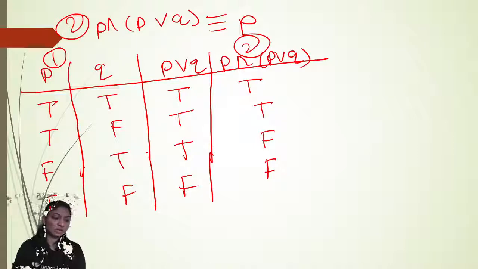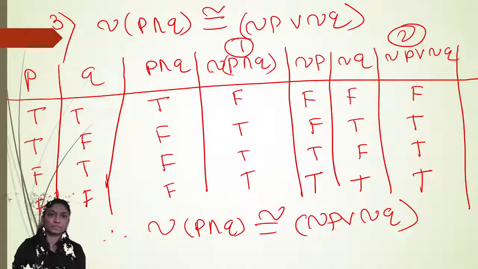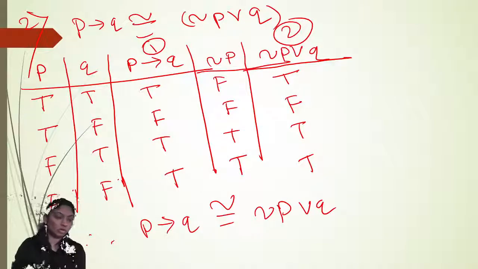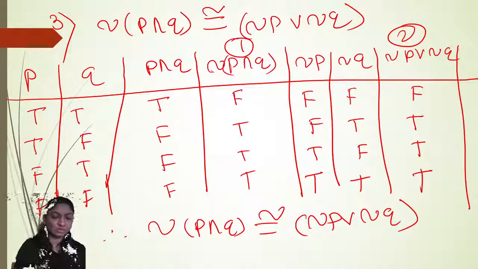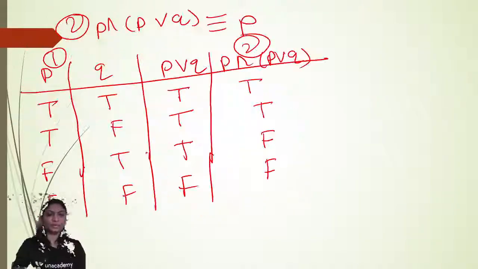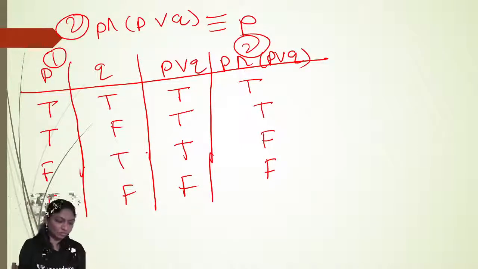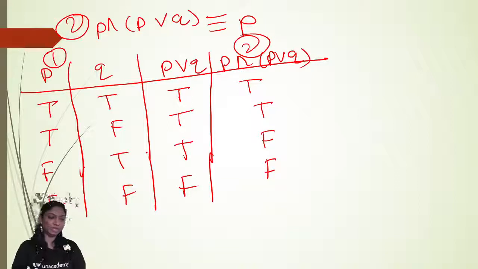And we already proved that P implies Q is equivalent to negation of P or Q. We will use this to find the CNF and DNF. That means conjunctive normal form and disjunctive normal form. That we will see in the next lecture: how to find the normal forms by using a truth table and also without a truth table.